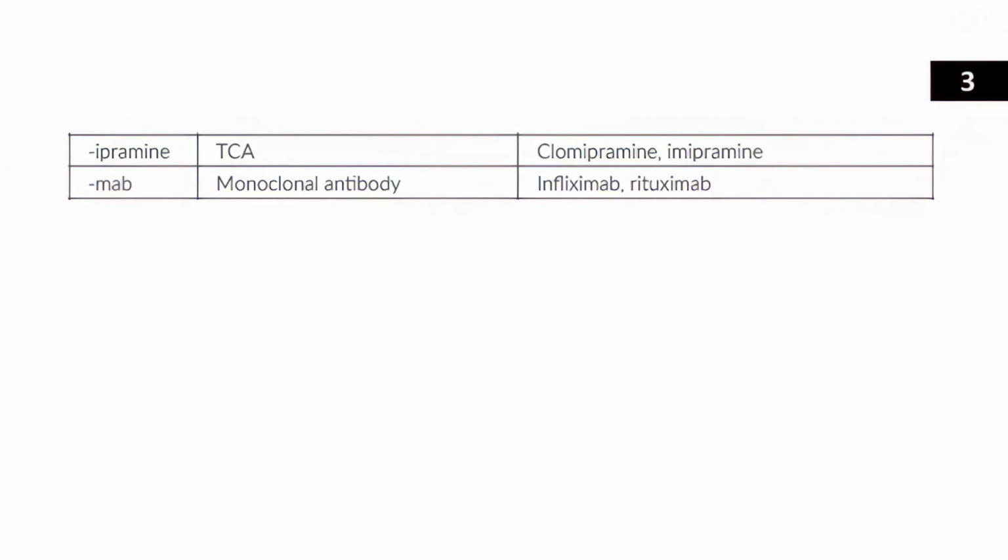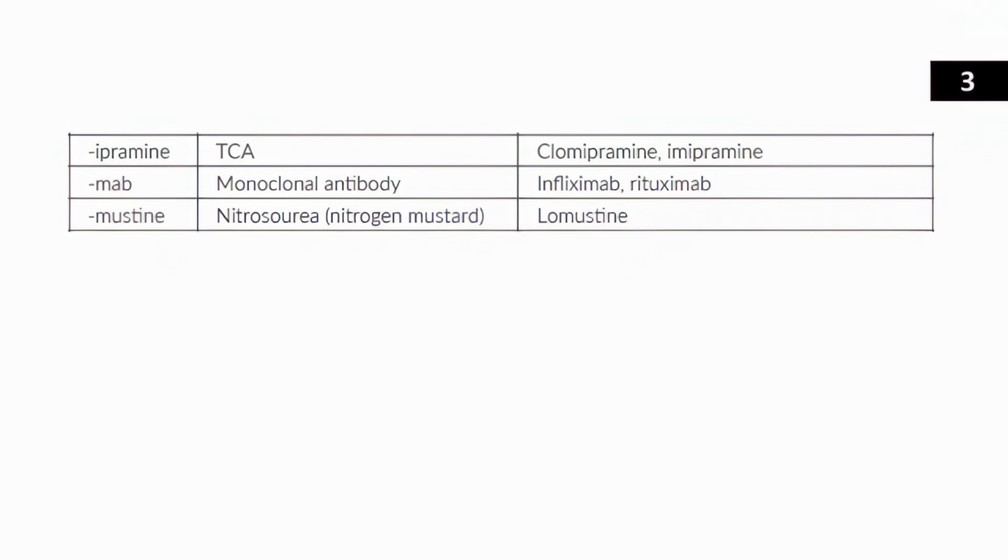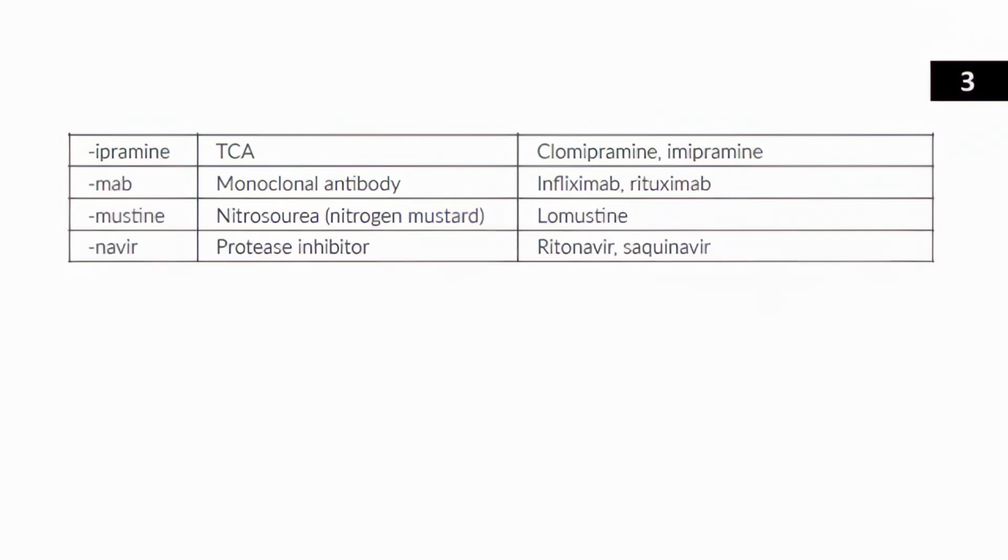The next one is mustine. Mustines are nitrosoureas, which are cancer drugs. These are drugs that readily cross the blood-brain barrier and treat brain tumors. Also, because they cross the blood-brain barrier, they can cause CNS side effects. That makes sense. Navir are protease inhibitors used to treat HIV, like ritonavir or saquinavir. These would be a couple examples of the long list. Remember, we said in the last video that these are also cytochrome P450 inhibitors.